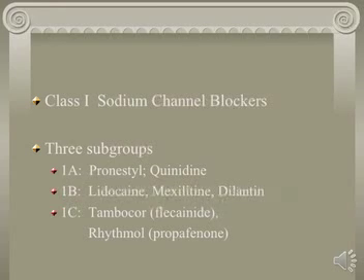Class 1A blocks fast sodium channels and prolongs the action potential duration. They are said to have moderate effects. The two major drugs in this class are procainamide and quinidine. They also are said to have very narrow therapeutic windows, meaning that levels below a certain point and above a certain point are not very good. For procainamide, the therapeutic window is from 4 to 10 micrograms per milliliter. Quinidine's therapeutic window is from 2 to 5 micrograms per milliliter.